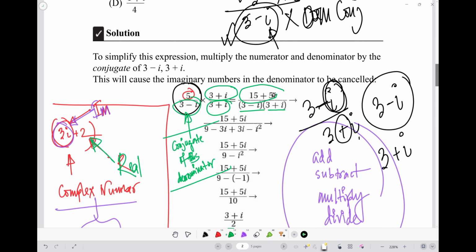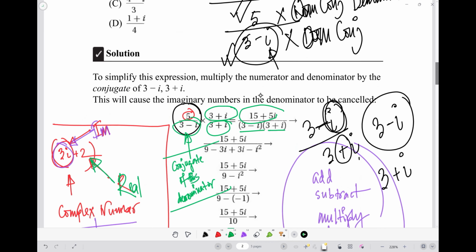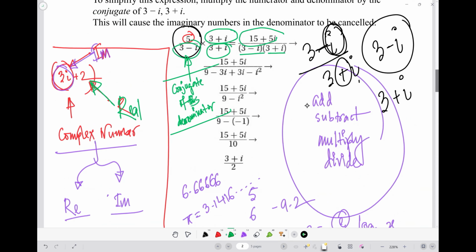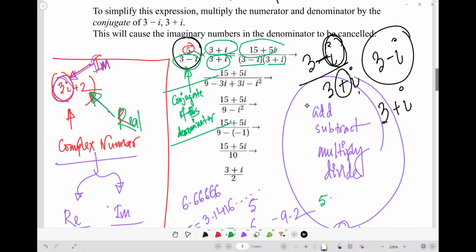This is also simple. This is nothing but doing some simple terms. 5 multiplied by 3 plus i is 5 multiplied by 3 plus 5i. As simple as that: 15 plus 5i. From this line to this line, do you understand? Yes. Okay.